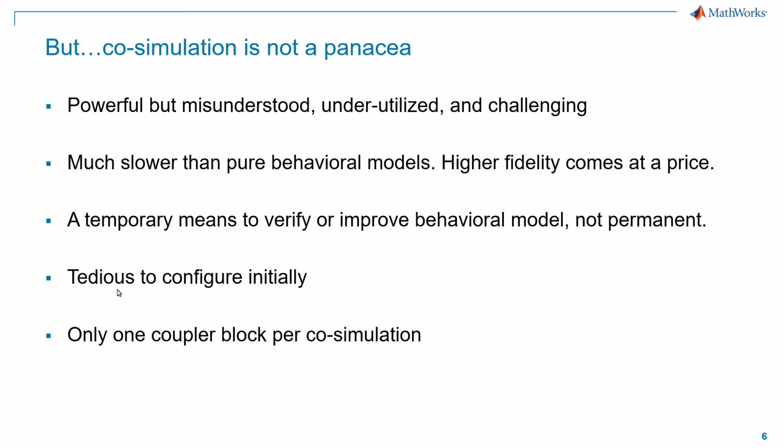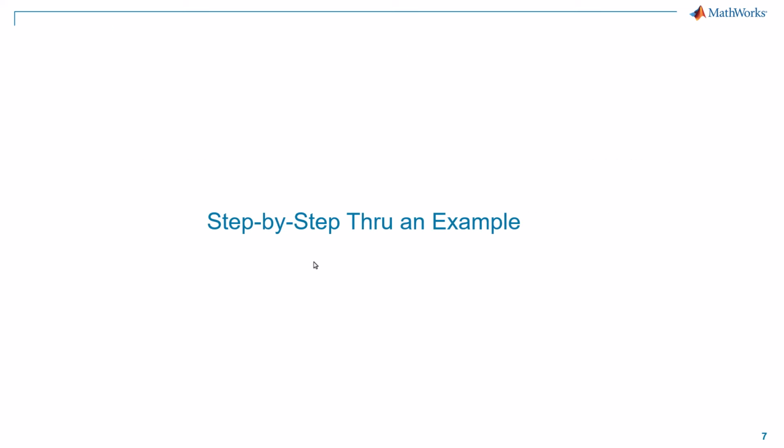And again, keep in mind they can be tedious to set up initially if you've never run a co-simulation before. That's part of the purpose of this video, to ease that out-of-the-box experience with co-simulation. Also, remember, there's only one co-simulation block allowed per co-simulation. You cannot sprinkle a bunch of co-simulation blocks in a Simulink model or in a Cadence schematic. It must be one contiguous part of your circuit that you're co-simulating, and that corresponds to one co-simulation block per co-simulation.